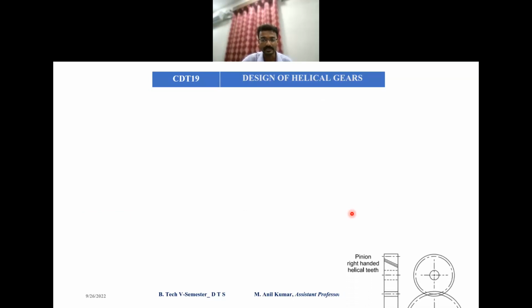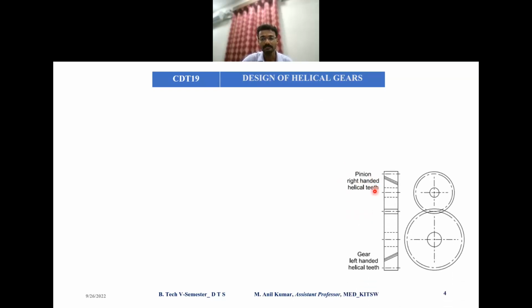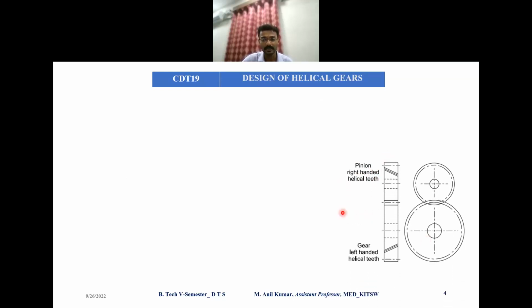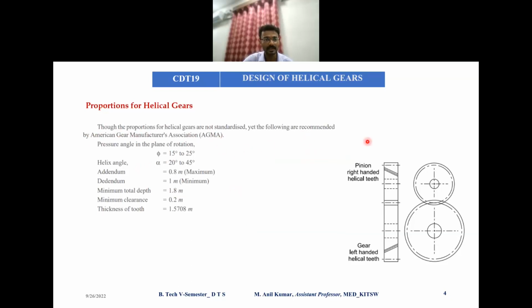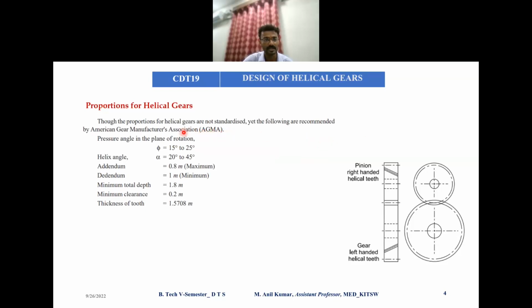Dear students, here is a picture which shows the pinion and gear arrangement. You can see here, one is right-handed, the other one is left-handed gear. So I will show you the proportions of helical gears now. These are the different proportions of helical gears recommended by American Gear Manufacturers Association, AGMA. The pressure angle will usually be 15 to 25 degrees and helix angle will be 20 to 45 degrees.